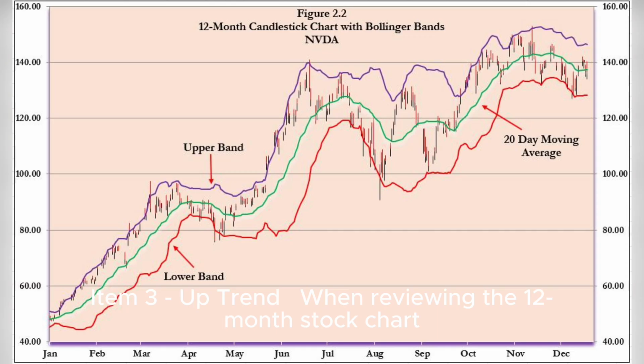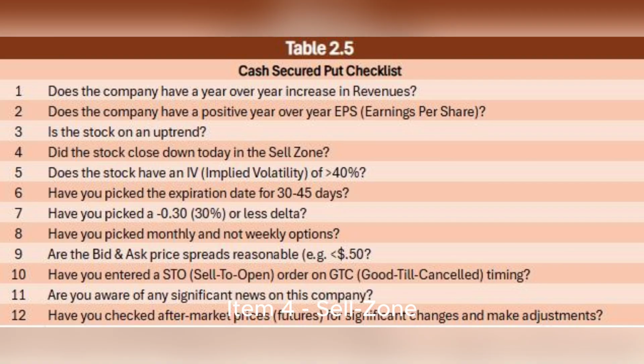Item 3, uptrend. When reviewing the 12-month stock chart, look for an overall upward trend in the stock you've selected. You're aiming to profit when the stock price increases. It's generally unwise to bet against the overall market trend. Item 4, sell zone. Confirm that the body of the candlestick is below the 20-day moving average. Item 5, implied volatility. Verify the stock meets the over 40% IV threshold.